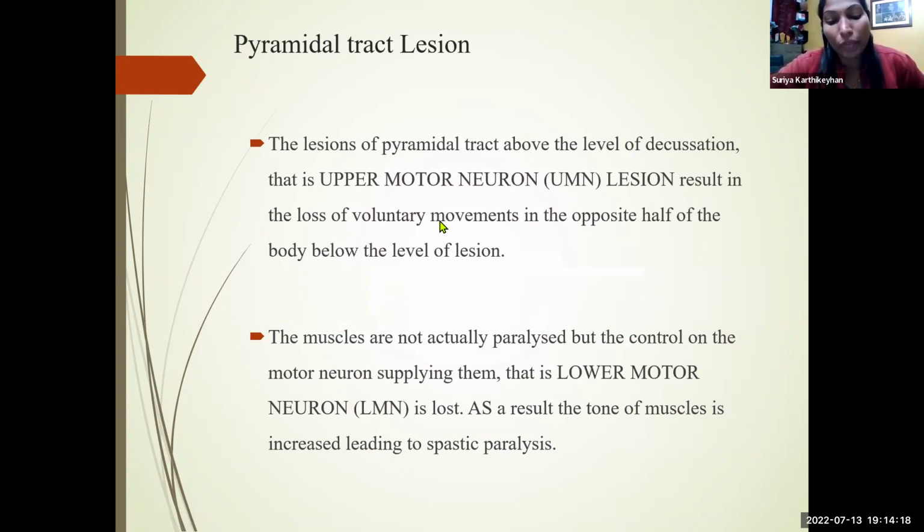Pyramidal tract lesions: before the decussation, if the lesion occurs, it will be called upper motor lesions. But after the decussation, if the lesion is there locally at the spinal cord, it is called lower motor lesions. As a result, the tone of muscles is increased and there will be spastic paralysis.